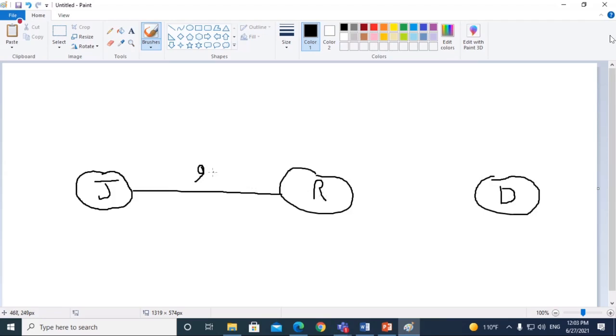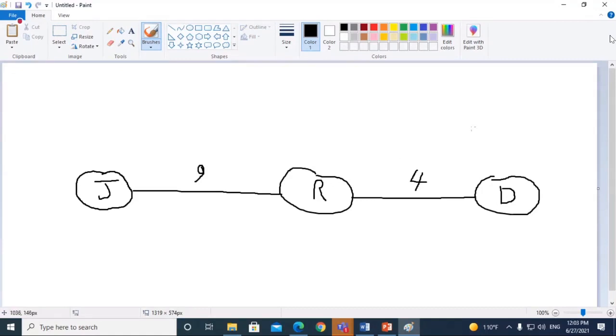From Riyadh, it could be kilometers also. You can say 900 kilometers, for example. And then from Riyadh, there is also a way that will take 4 hours.